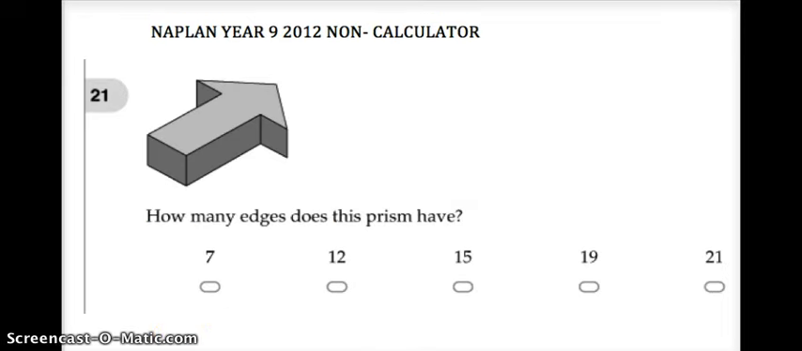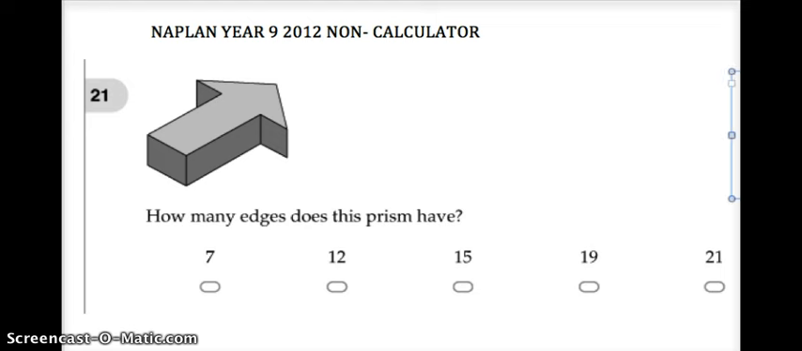Now this is question 21 of the 2012 non-calculator paper, and the question is, how many edges does this prism have? You might want to pause the video and attempt the question. Now, when you want to count the edges, you want to do them in some sort of order. So we're going to count the number of edges at the top of the shape. I'm going to start from this point here, and I've got 1, 2, 3, 4, 5, 6, 7 edges around the top.